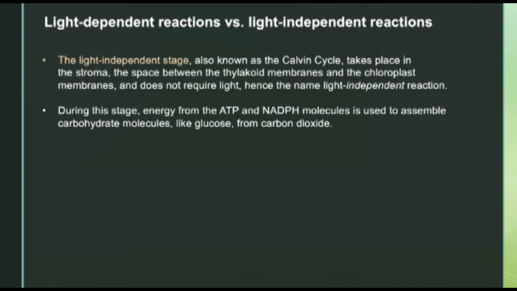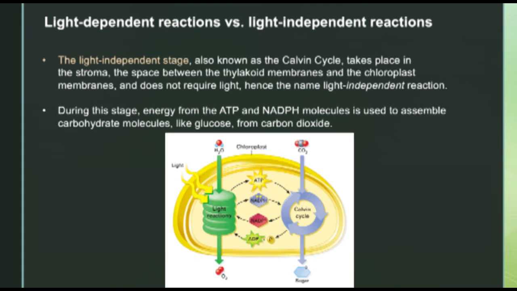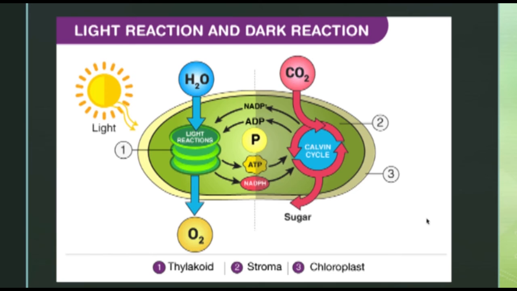The light independent stage, also known as the Calvin cycle, takes place in the stroma, in the space between the thylakoid membranes and the chloroplast membranes, and does not require light, hence the name light independent reaction. During this stage, energy from the ATP and NADPH molecules is used to assemble carbohydrate molecules like glucose from carbon dioxide. The dark reaction is the second phase of photosynthesis, which occurs in the stroma of the chloroplast. The reaction is also known as the Calvin cycle. It uses ATP and NADPH for the fixation and reduction of CO2 to form carbohydrates.